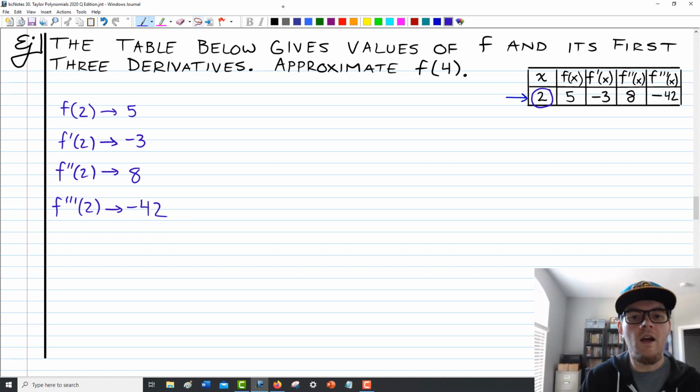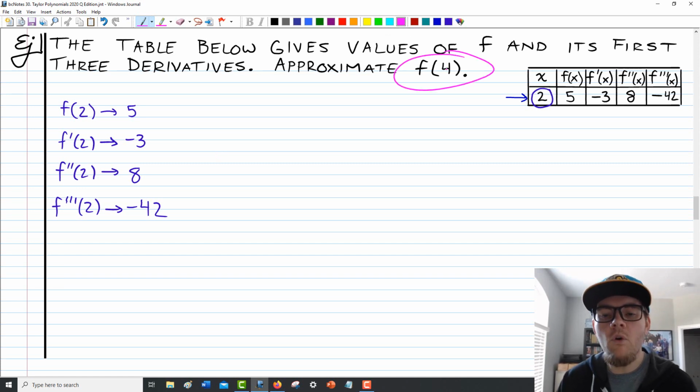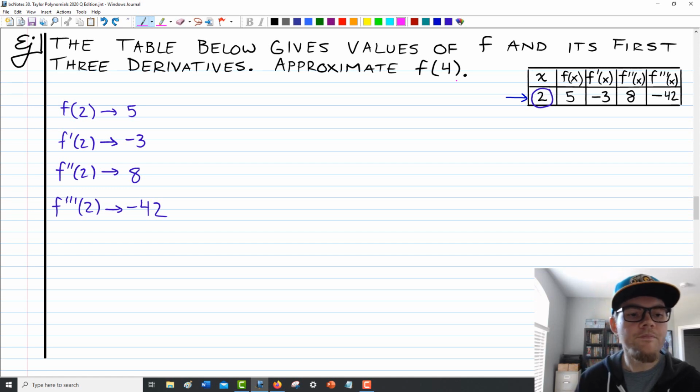So what have we done? We've successfully found the value of the function at x equals 2 and its derivatives at that point. And if you're wondering why we chose 2 when we're trying to find f of 4, the reason is 2 gives us the opportunity to write a Taylor polynomial that's centered at 2. We don't have the derivatives for 4. We're trying to approximate 4, so we're going to write a polynomial that's centered at 2 and then plug in 4 to figure out what the approximation would be.